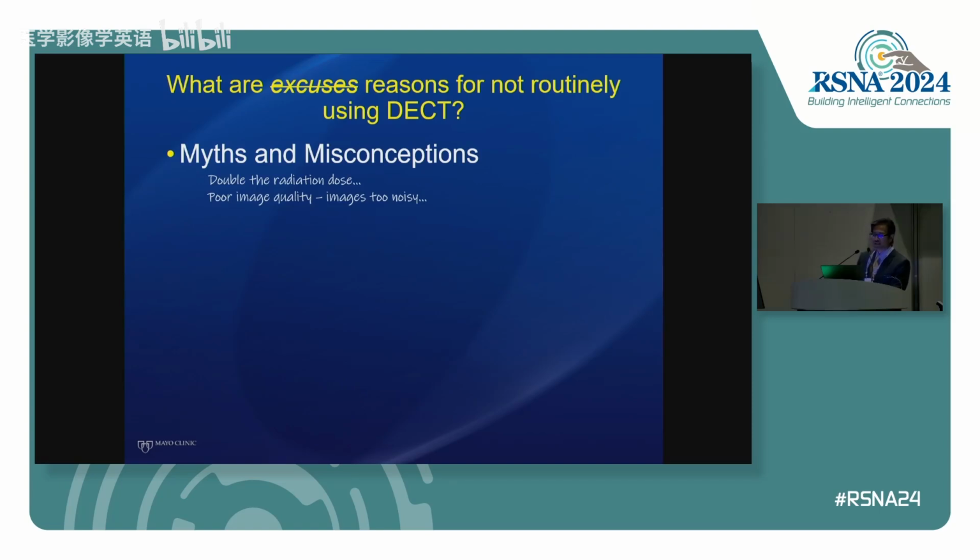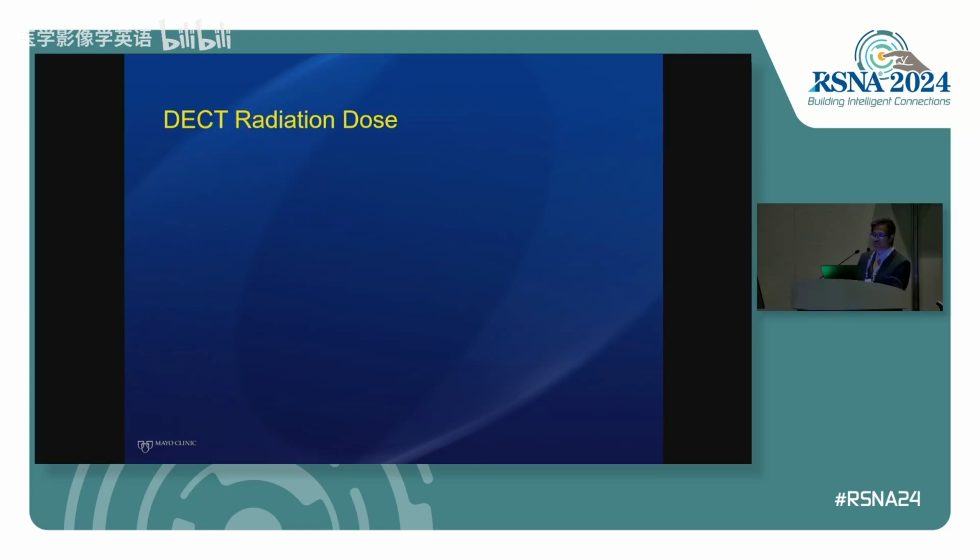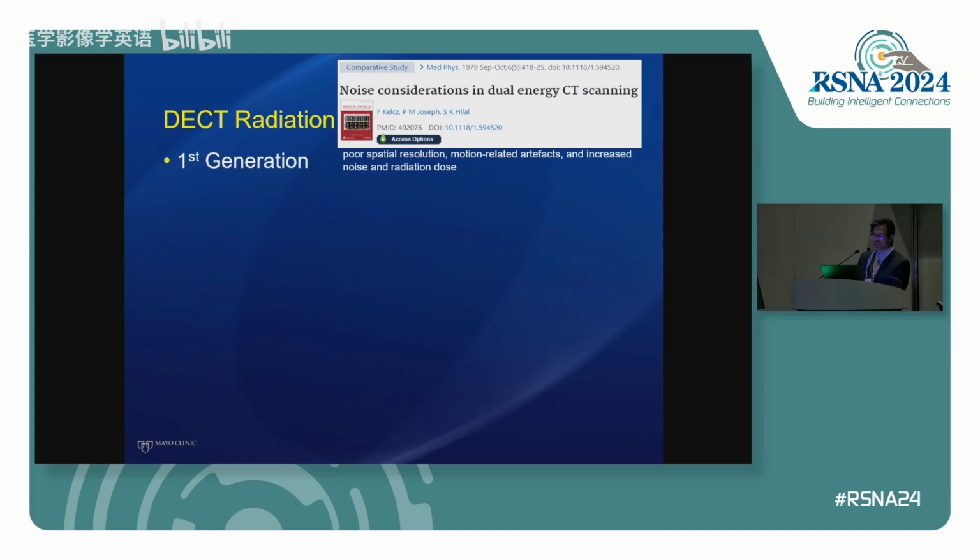So under myths and misconceptions, if you weren't here at this talk and saw that excellent talk, there are questions about radiation dose as well as poor image quality. Well, if you look in the literature, there are studies that say that dual energy CT has poor spatial resolution, motion-related artifacts, and increased noise. But those were really older studies.